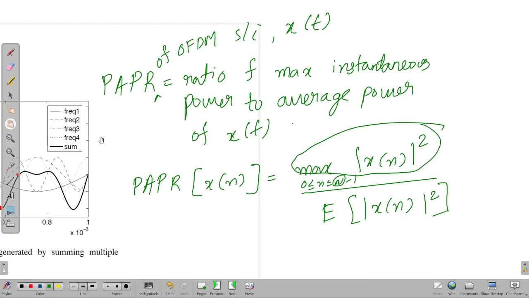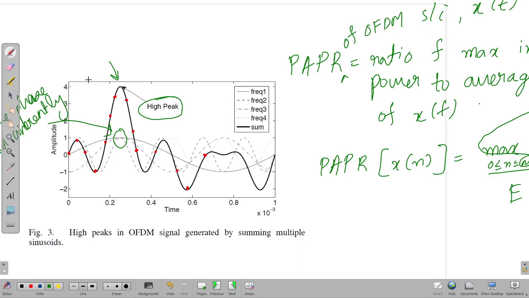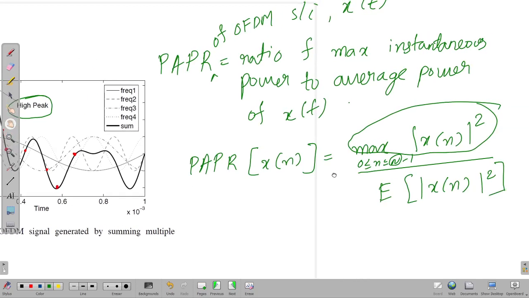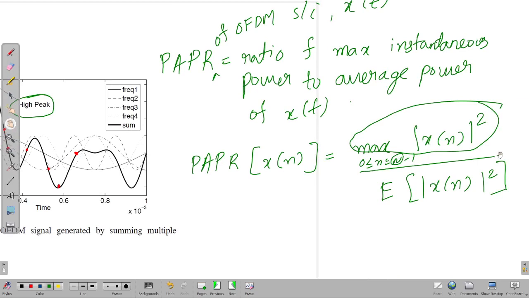If I take this example, the sample value that I've marked here has the maximum value, and that value will come here, divided by the average power of all the sample values.